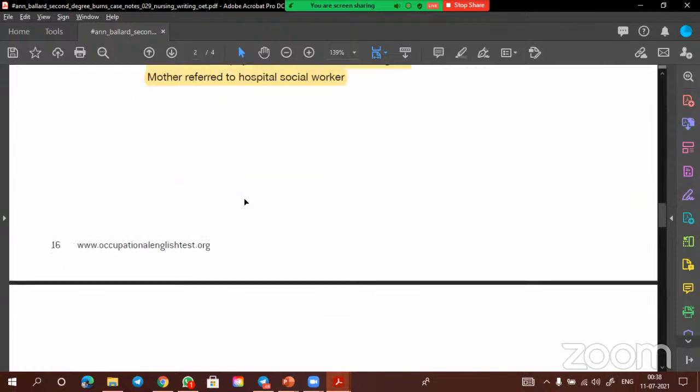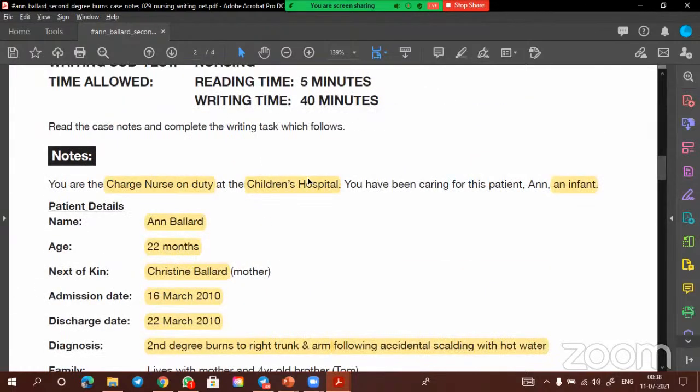Which hospital? Where you will find children's hospital. Here it is. Because you are in the children's hospital. Remember that. Was admitted to the children's hospital. Okay. Is an infant. An infant. Right.